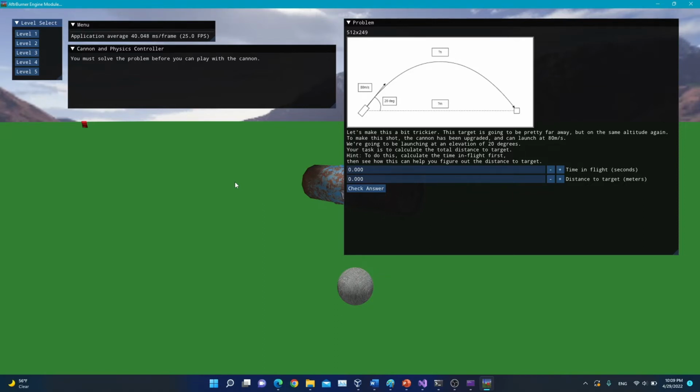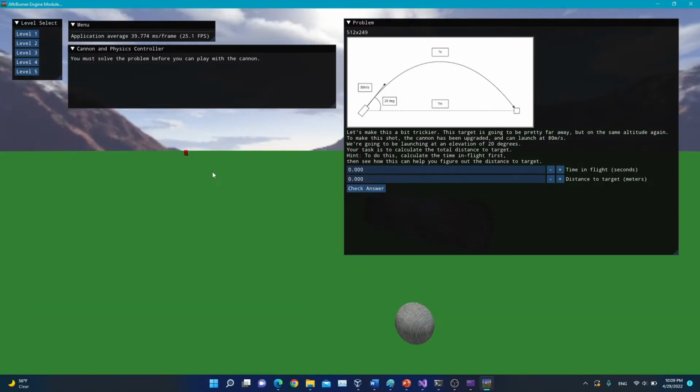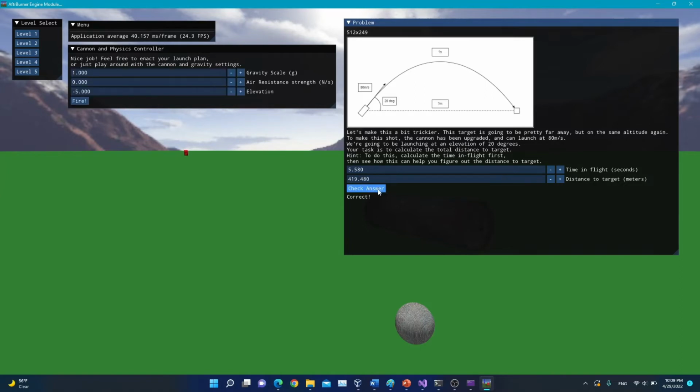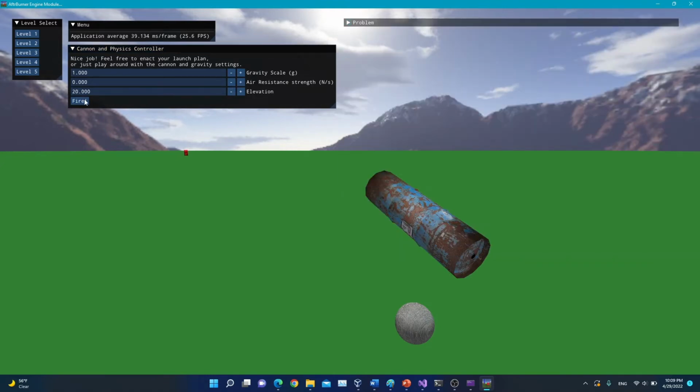Now, for this problem, here we have another example. Similar problem to the first, but we're asked to calculate some different parameters. This time we're calculating the distance and the time in flight, which again, I have written down. 5.58 seconds and 119.48 meters. We can check that. Answer's correct. And the problem specifies an elevation of 20 degrees. So here we go.